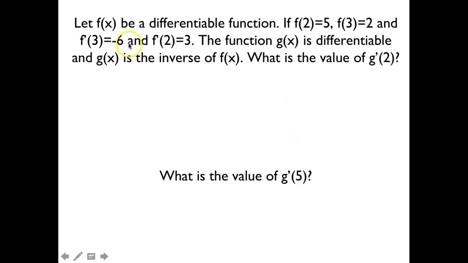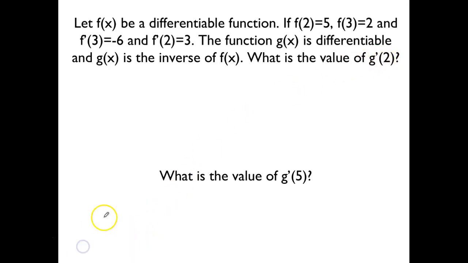Okay. Let f of x be a differentiable function. That means we can take the derivative of it. If f of 2 equals 5, f of 3 equals 2, f prime of 3 equals negative 6, and f prime of 2 equals 3. The function g is differentiable, and g is the inverse of f. They're doing the exact same thing I was doing earlier. What is the value of g prime of 2? That is saying to take the derivative of the inverse, and then plug in 2.